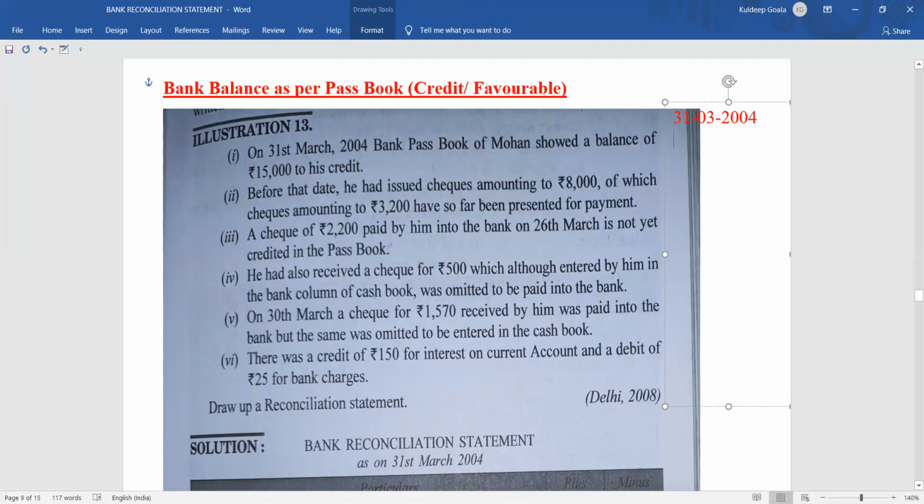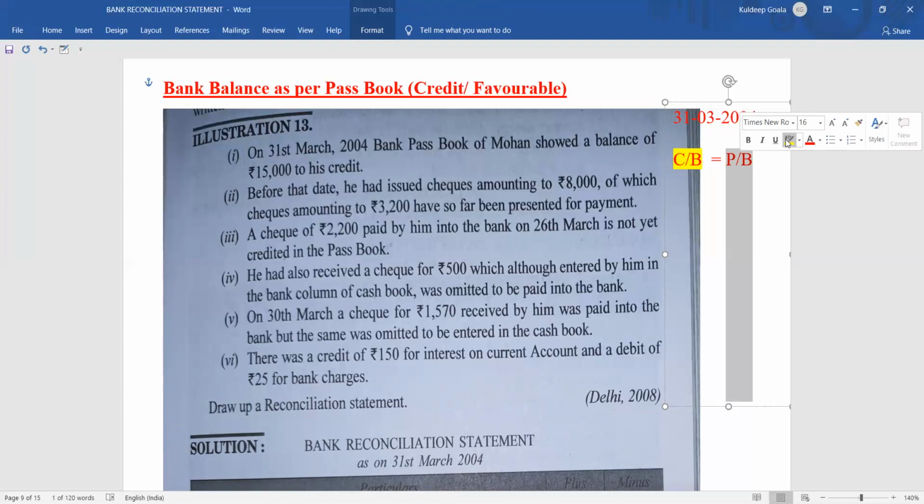After that, we know that we will make two boxes, one for cash book and another one for passbook. Cash book equals passbook. This is the box where we are going to put it. We'll just make it a box type so that it is easy to understand. And after that we have to find out what is our base.